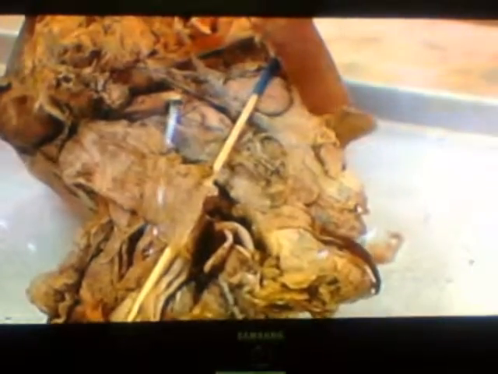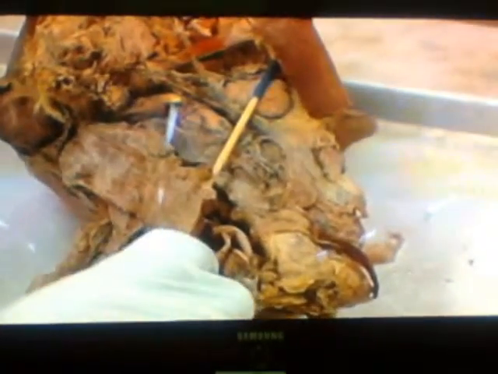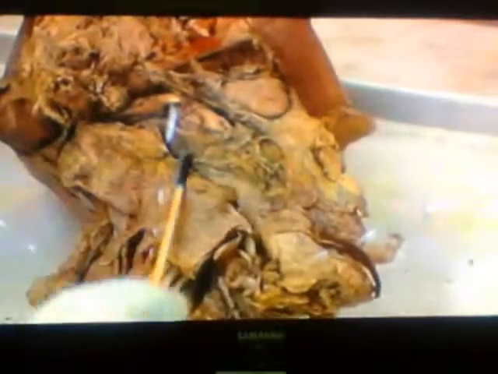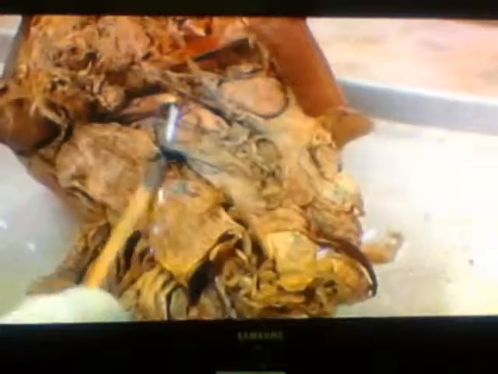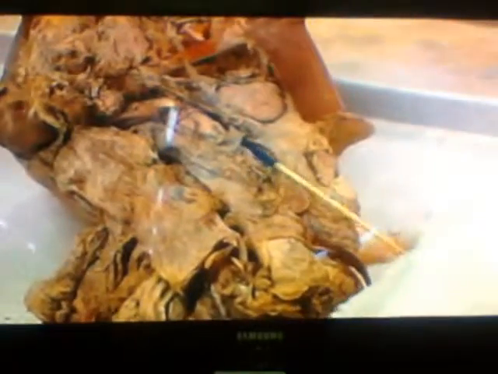Important structures in the carotid triangle. And it is in the vicinity of the jugular vein. So here you have the jugular vein. So it's in the vicinity where you have anterior facial vein coming in.